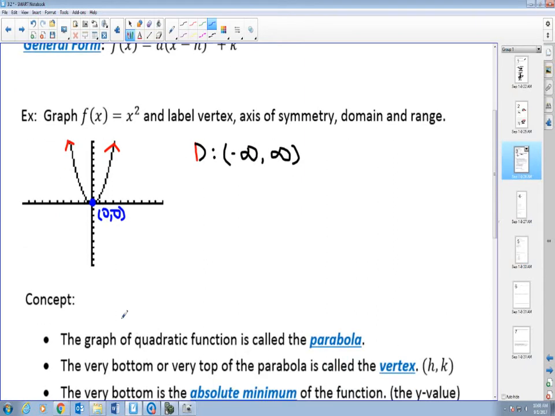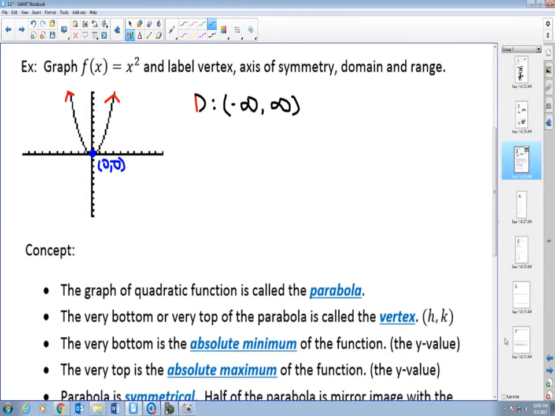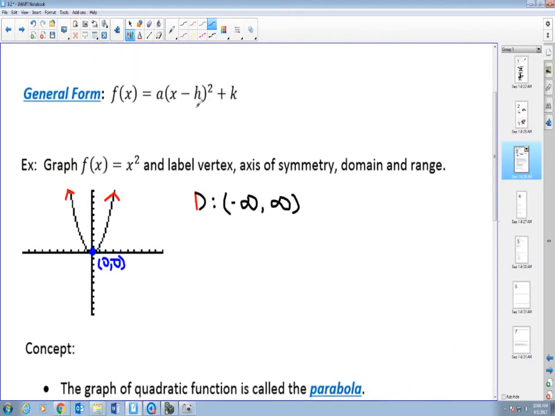Okay, so let's scroll down here a little bit. The graph of a quadratic function is called a parabola. We mentioned that before. Now the very bottom or the very top of a parabola is called the vertex. So this very bottom point right now is called the vertex, which we don't say x and y value, we just call them h and k. So in the general form, this number will be h, this number will be k.